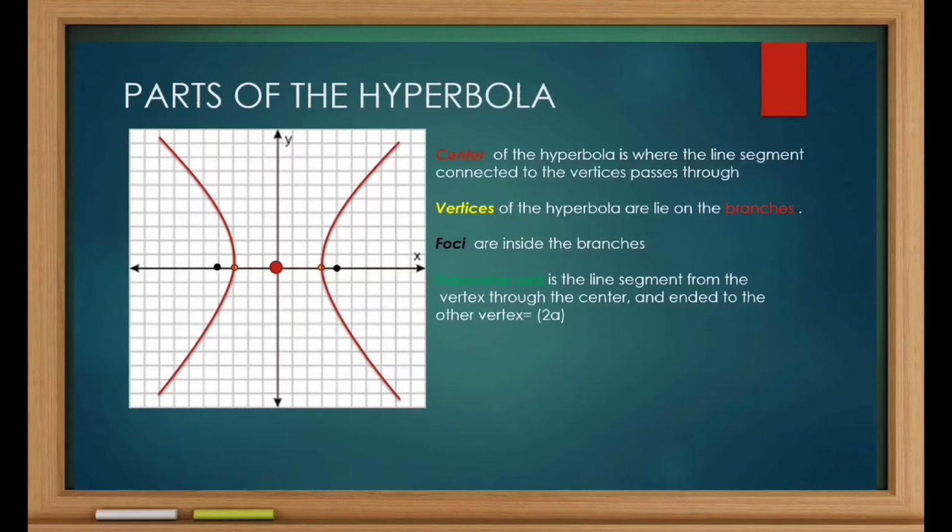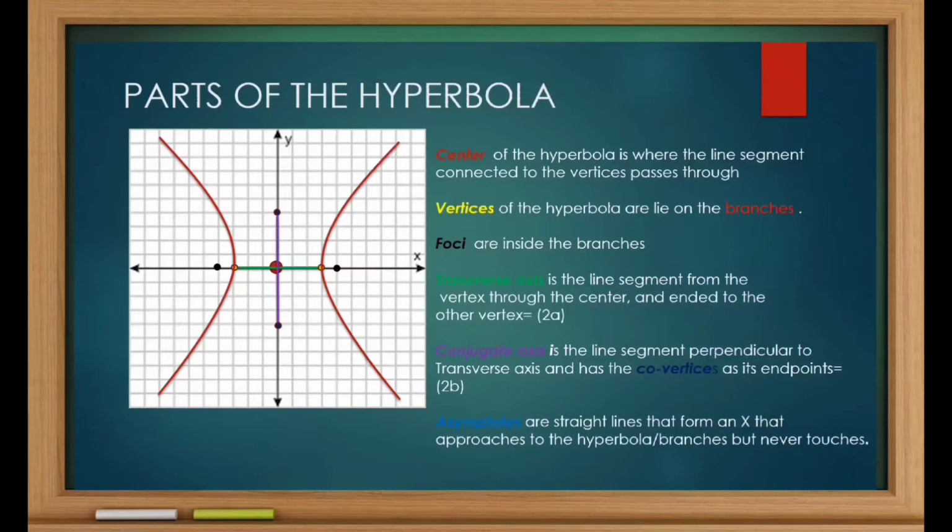The transverse axis is a line segment from a vertex through the center and ending at the other vertex, whose length is equal to 2a, this line. The conjugate axis is a line segment perpendicular to the transverse axis and has the co-vertices as its endpoints. And its length is equal to 2b. If these are the co-vertices, this is the conjugate axis. Asymptotes are straight lines that form an X that approach the hyperbola or branches but never touch these two lines.